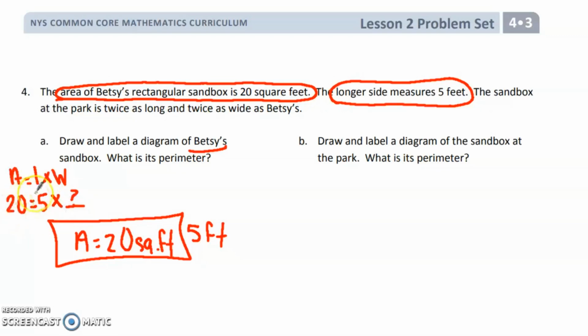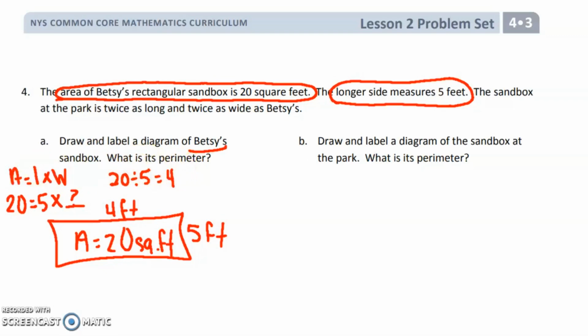So again, there are two different ways of figuring that out. I could just do 20 divided by 5, which gives me 4. Or I could think, what number times 5 gives me 20? In this case, it is 4. So that means the missing side length is 4 feet.